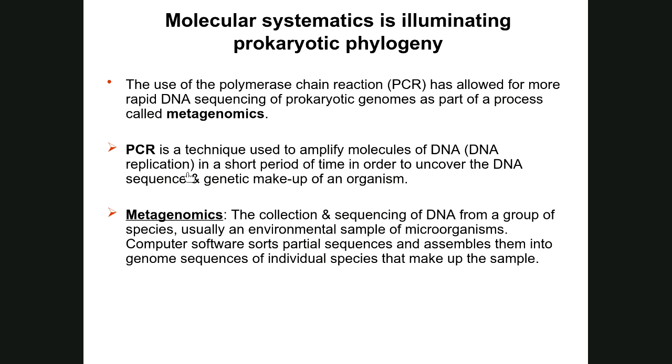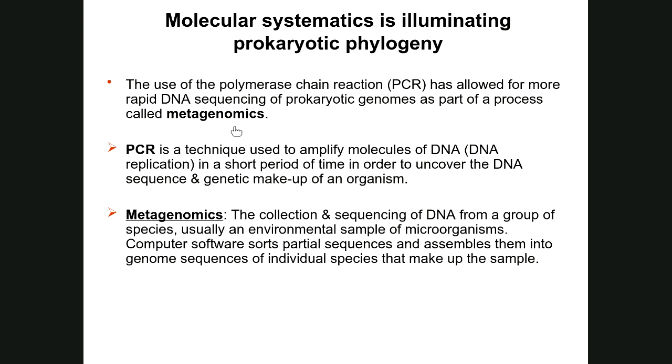in a test tube. It's in vitro. The advantage of PCR is that you choose what DNA you want to replicate, and it's replicated in a very short period of time. So the use of PCR has allowed for more rapid DNA sequencing of prokaryotic genomes as part of a process called metagenomics.